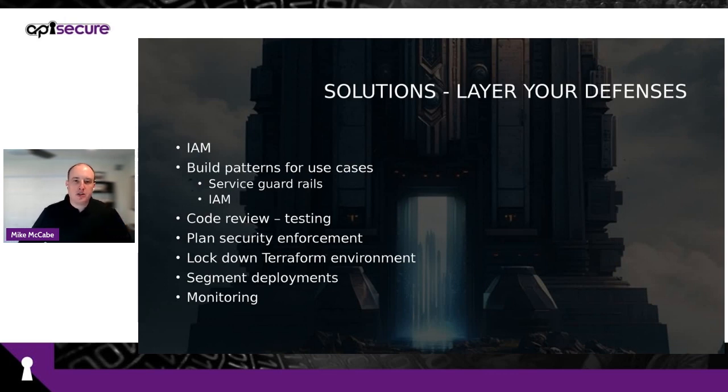So some of the things that we've done in these implementations are build different layers of defenses. So the big one is IAM. How do we use IAM to guardrail these things? But there's also the patterns you build. Obviously, we talked about doing automated code review, so that's a big piece of it too, using something like Semgrep or OPA or Sentinel to do the code review and the plan security enforcement. Locking down your Terraform environment is very important, especially when you talk about those APIs. Segmenting deployments, having your test, dev and production environments separate, and then monitoring is definitely important.